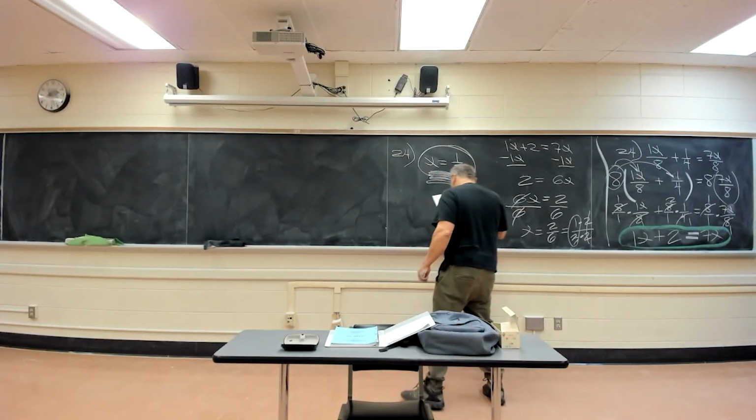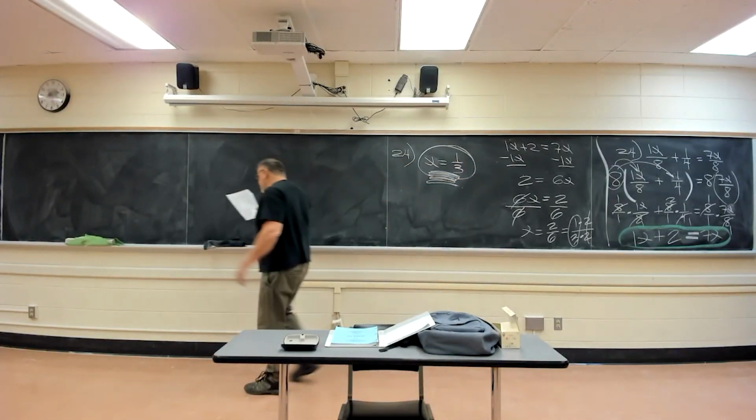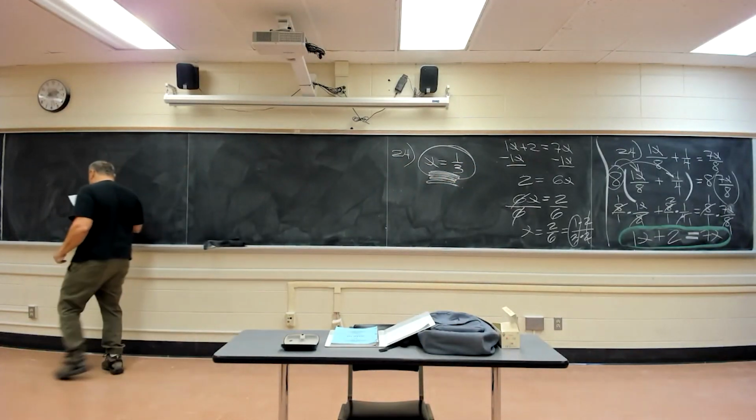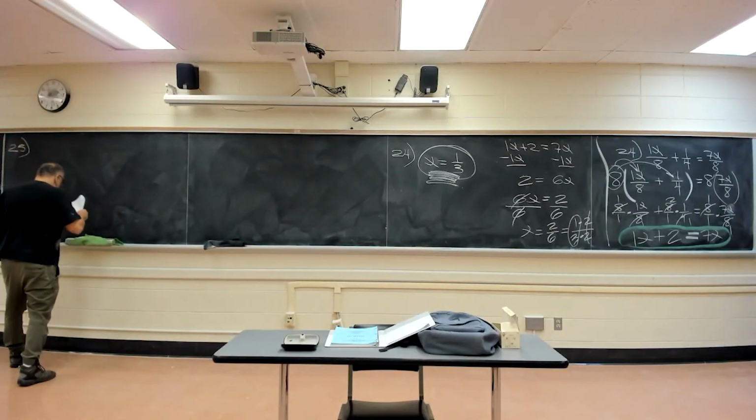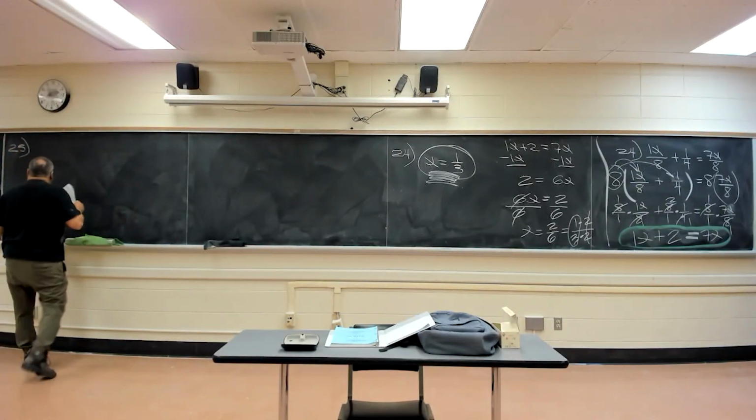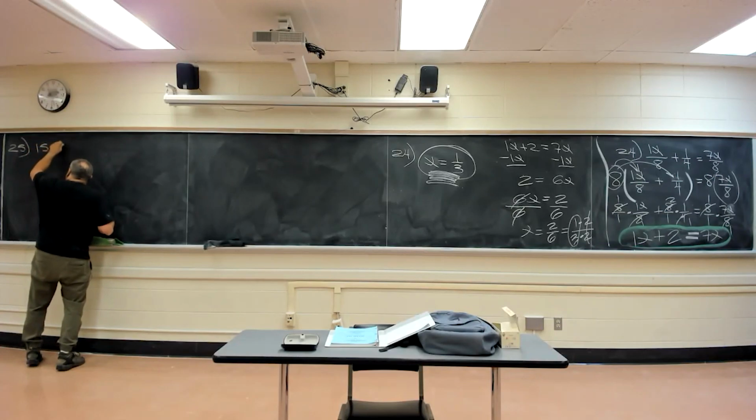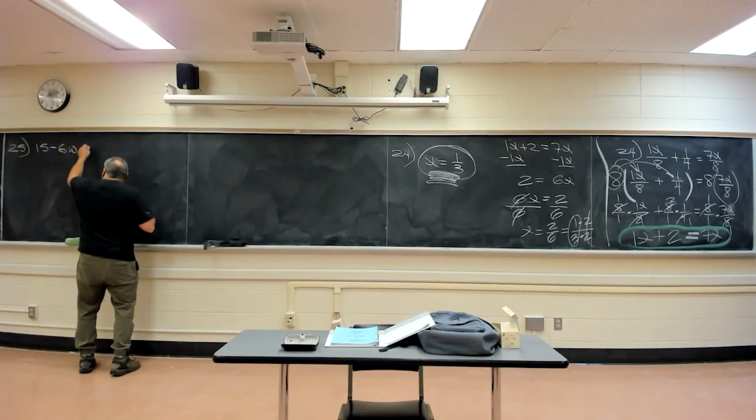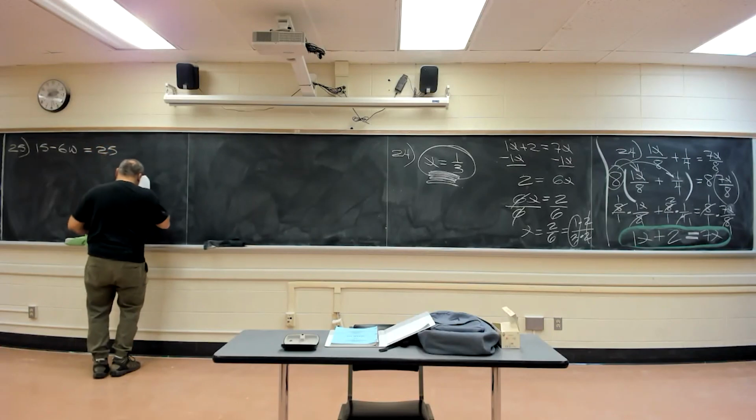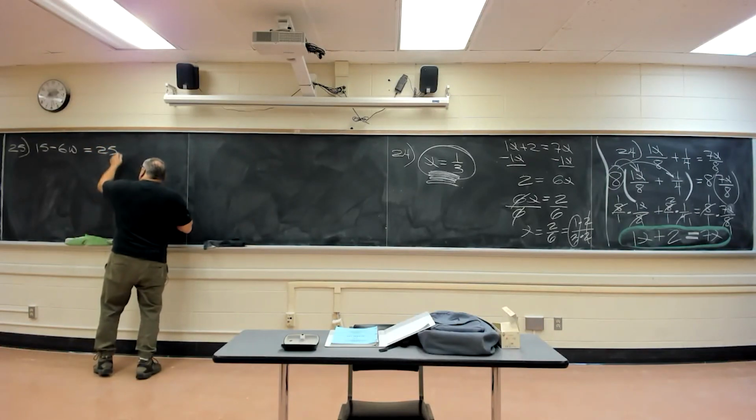All right, let's keep playing this game, I guess you could say, guys. So let's look at 25. 25 is saying 15 minus 6w equals 25 minus 2w.